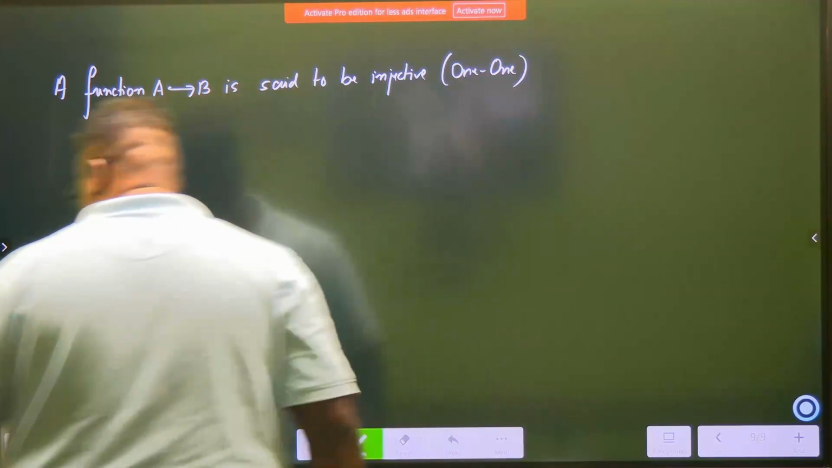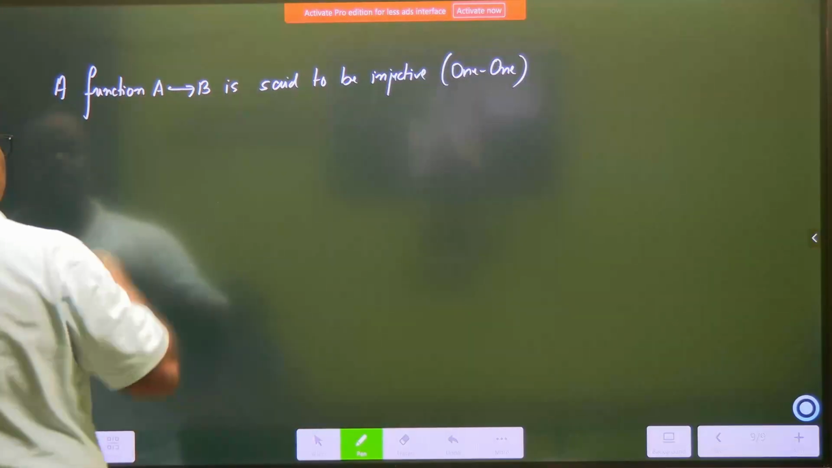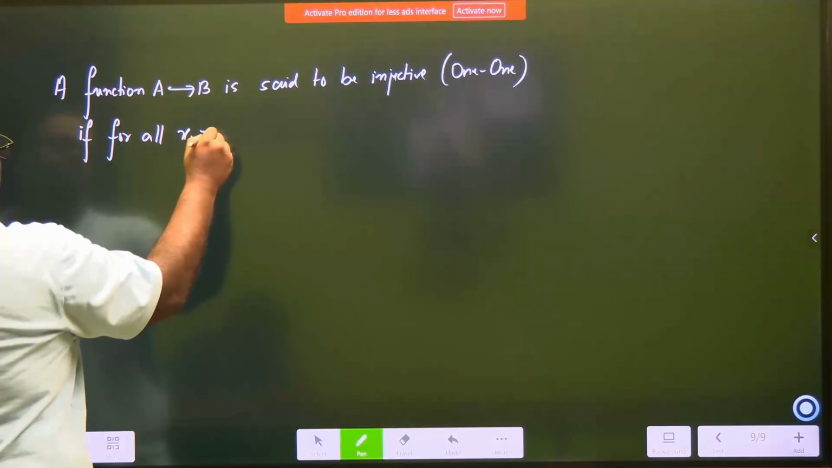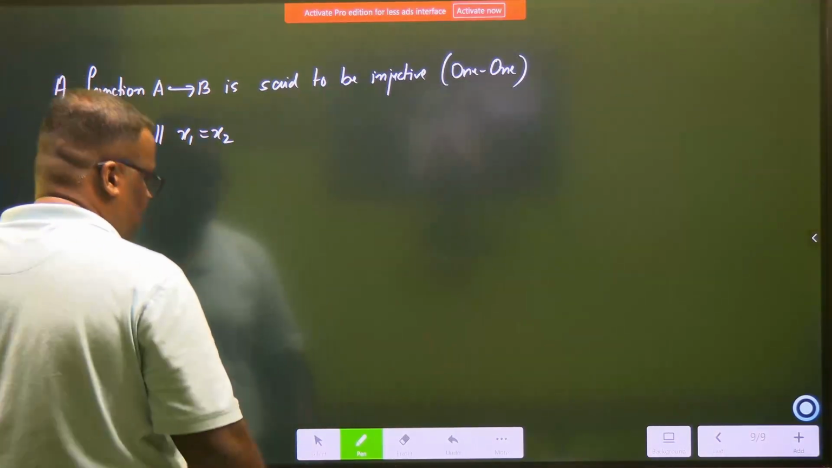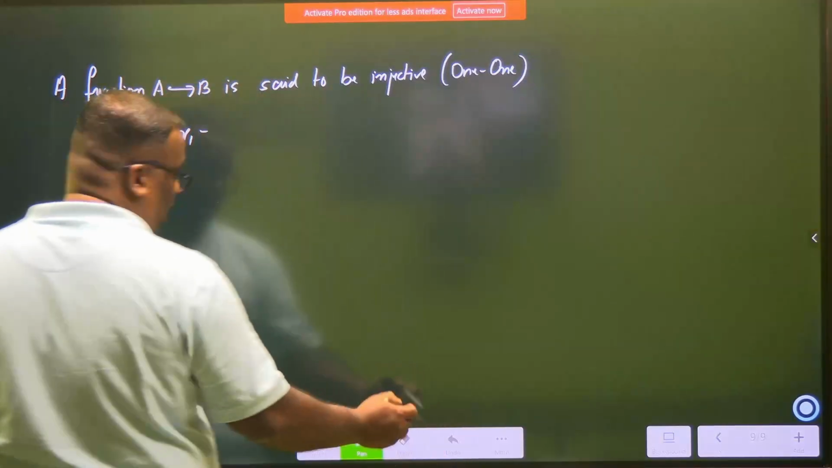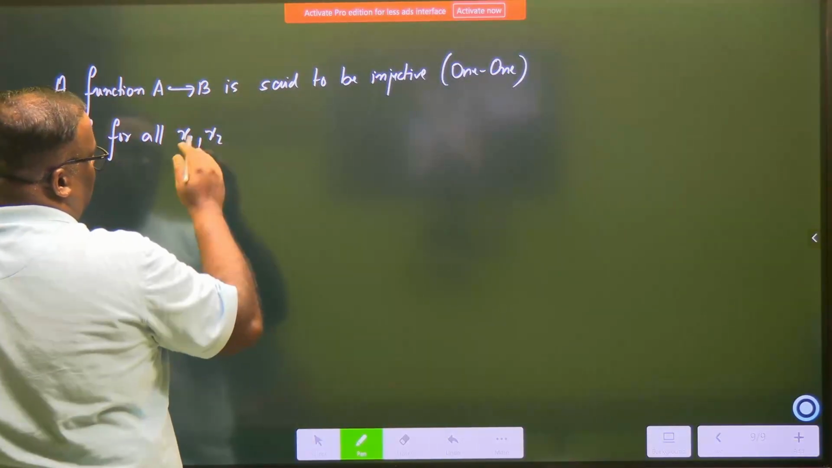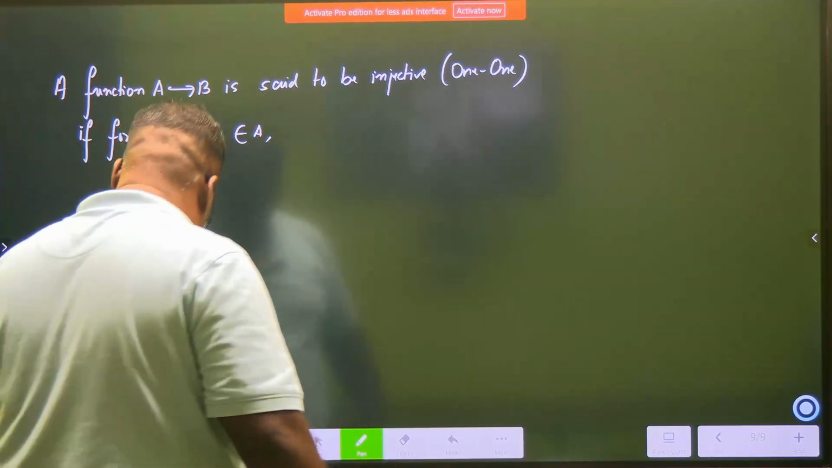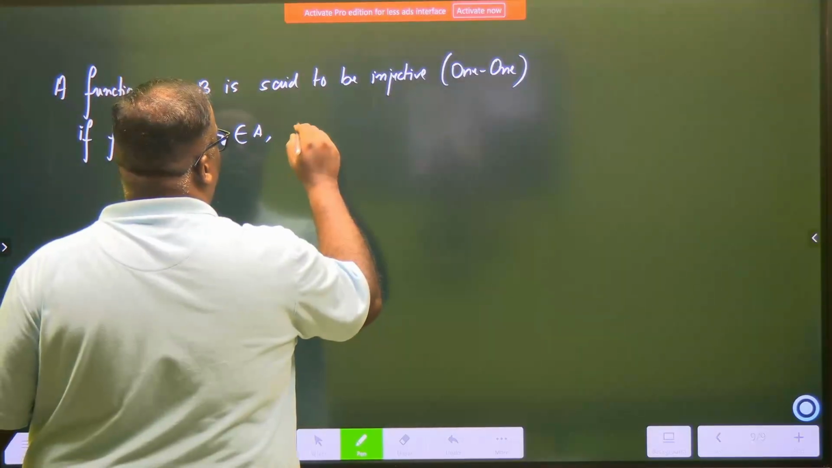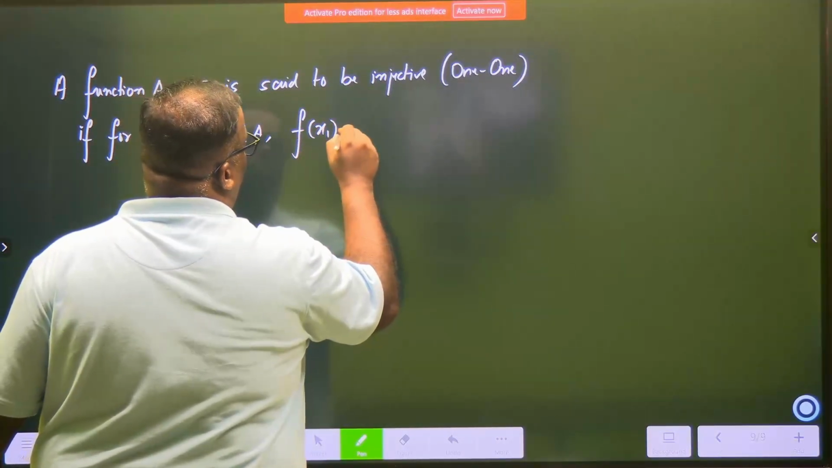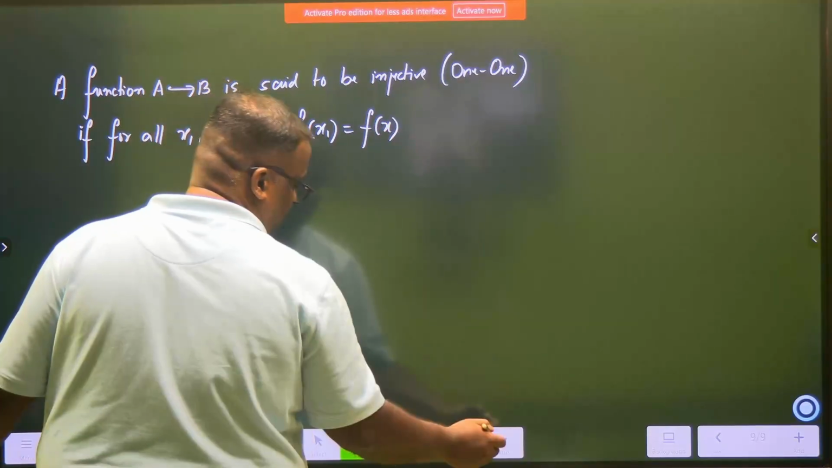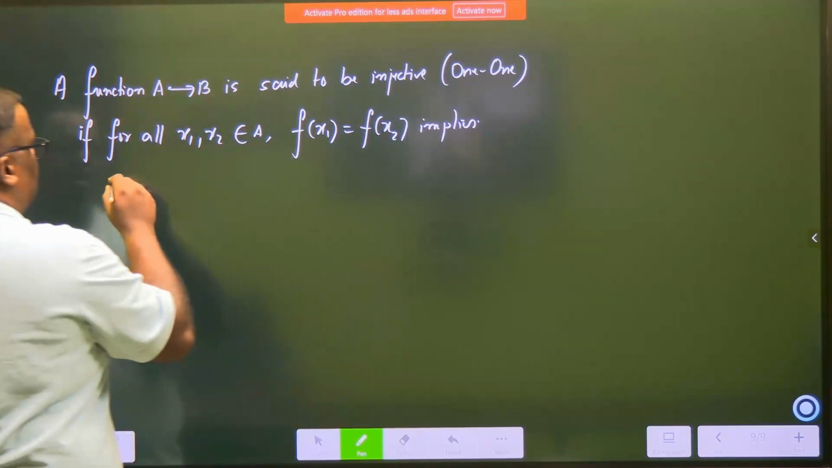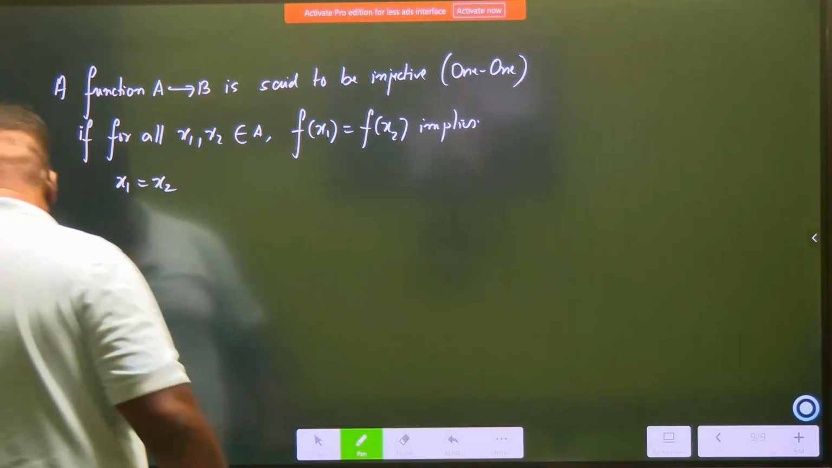One to one mapping, 1-1 or one to one, if for all x1 and x2 that belong to A, you find f(x1) is equal to f(x2), implies x1 must be equal to x2.